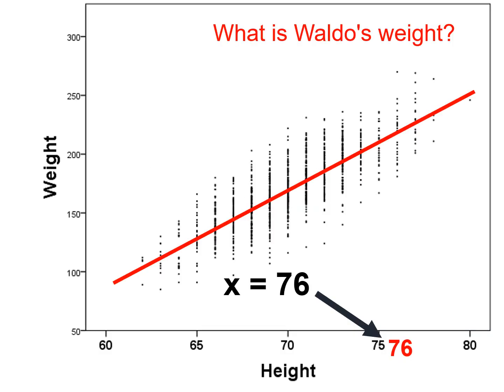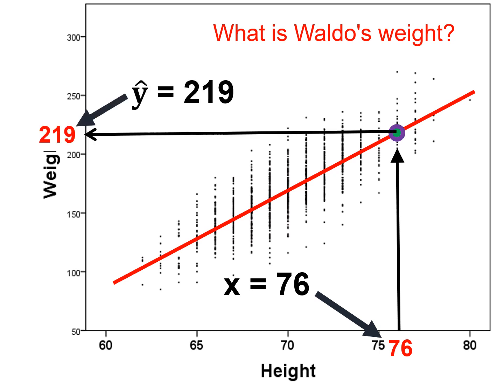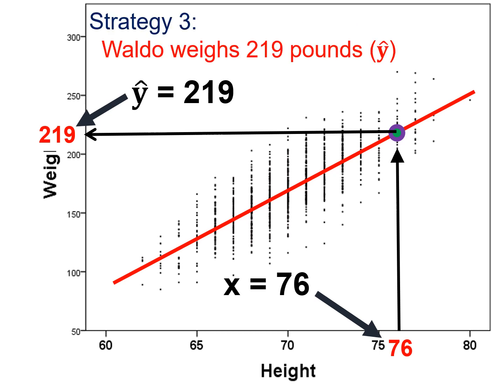I'll show you quickly on the scatter plot. First, we find x on the x-axis. Next, we find the prediction point. Third, find the y-coordinate of the prediction point. And fourth, this is y predicted, our estimate.